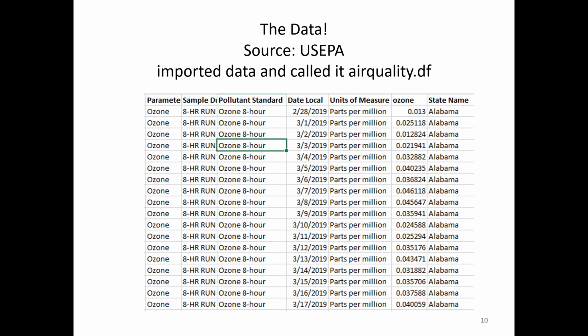As you can see, we have about 7 variables. State name we'll be interested in, and forgot to turn off my email when filming, so excuse the beeps. Date local, and we are measuring ozone in parts per million. It's ozone collected over an 8-hour period.